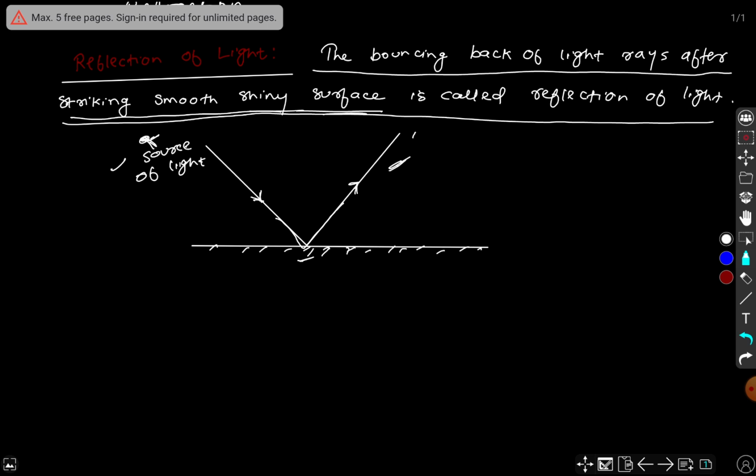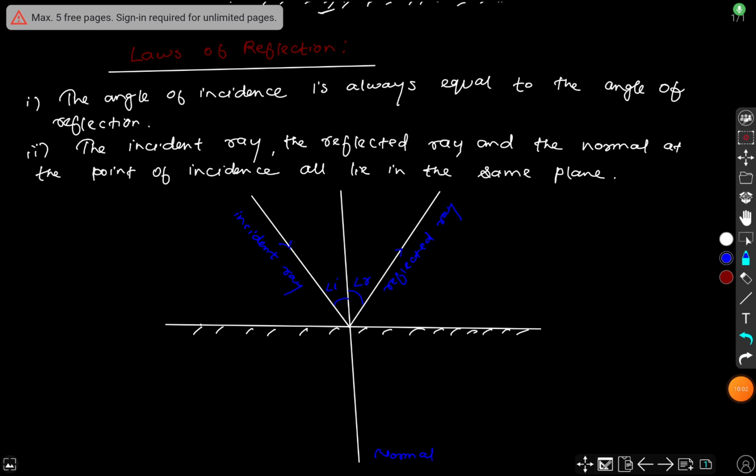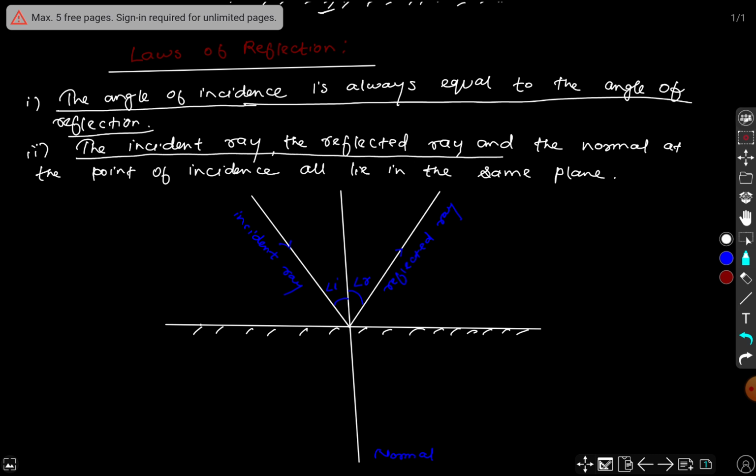Now let's start our next topic, that is laws of reflection. Now what are laws of reflection? There are mainly two laws, or two points, in laws of reflection. The first one is the angle of incidence is always equal to the angle of reflection, and the second law is the incident ray, the reflected ray and the normal at the point of incidence all lie in the same plane.